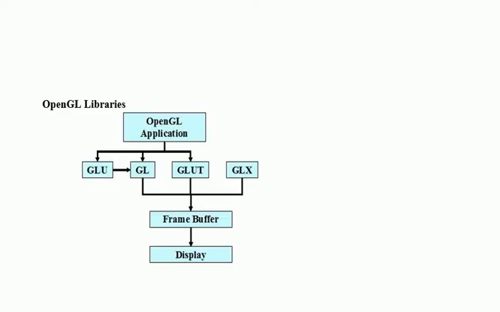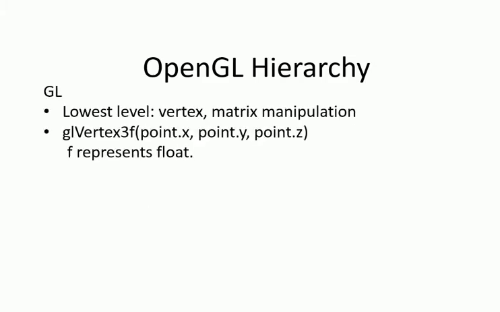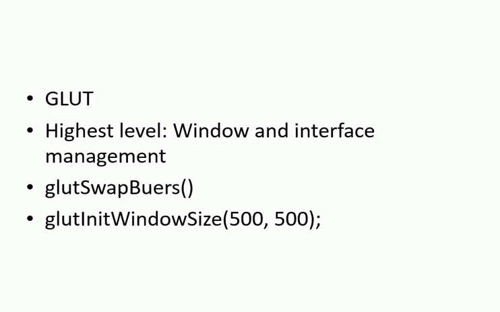These are the OpenGL libraries. GL specifies the lowest level. It keeps track of vertex and matrix manipulation, and one of the examples is glVertex. GLU is the helper library, which has the gluLookAt function. It is a helper function for shapes and transformations. GLUT is the highest level, so it is window interface management, for example glutInitWindowSize.